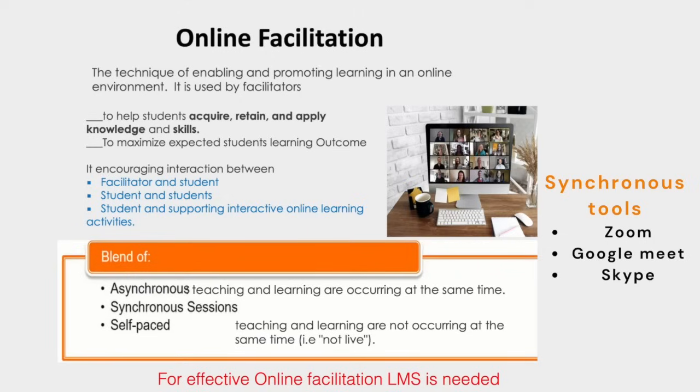Online facilitation can be done synchronously or asynchronously. Synchronous facilitation means that teaching and learning occurs in real time, while asynchronous facilitation means that teaching and learning are not occurring at the same time. Synchronous facilitation can be done on the LMS or on standalone tools that are independent of the LMS. Examples are Zoom, Google Meet, and Skype. This can also be inbuilt in the learning management system. But asynchronous teaching and learning is basically done in the LMS.